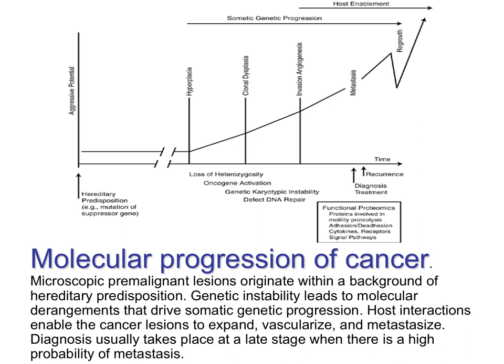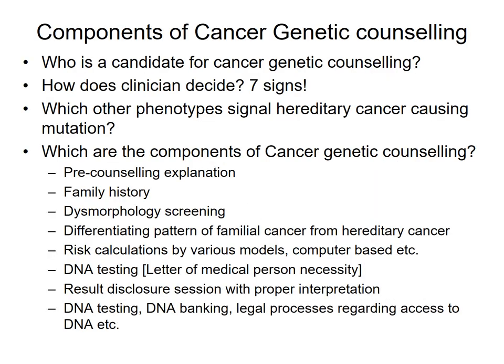And during all this time, the somatic genetic progression is seen, and the host environment may favor the presence of cancer. So at this moment, it is very important for us to look at the components of cancer genetic counseling. What is the use of knowing whether genetic predisposition is there or not? Here comes the role of cancer genetic counseling. I have included this part briefly because it is very useful when dealing with cancer and cancer research and cancer biology. So who is a candidate for cancer genetic counseling? That I have briefly summarized in this slide.